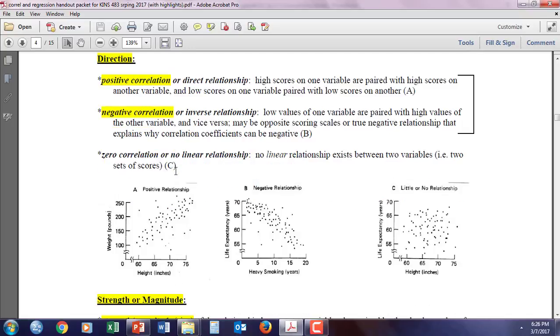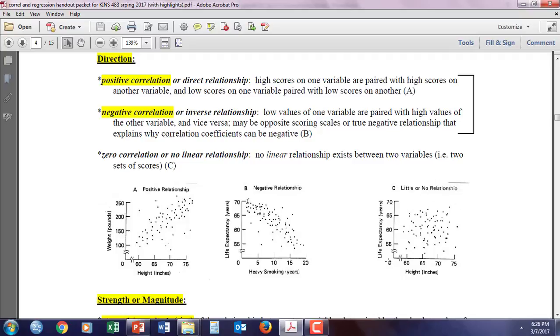So there are some reasons for negative correlations, and you should know those reasons. Certainly I will ask that when it comes time for quizzes and exams on this material, but you've already reviewed that, and it's shown in your textbook as well. I mentioned that there can be no linear relationship between variables, and we see that in this last example, where we take a look at the height in inches and the life expectancy.